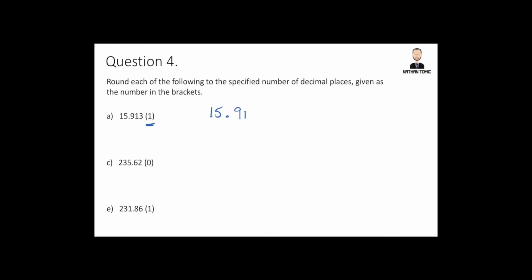So we have 15.913. We want to round to 1 decimal place, so we show our cut after the first decimal. Our critical digit is 1, which means we round down, so that's approximately equal to 15.9. Second example, 235.62. Now, the rounding is to 0 decimal places. That's a little bit interesting. We are cutting right here. We don't want any decimal places anymore. So our critical digit becomes the first one here, which is a 6, which means we round up, so this is approximately 236. The 5 gets rounded up by 1.